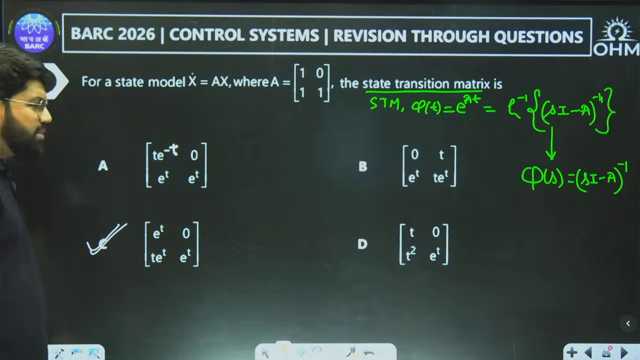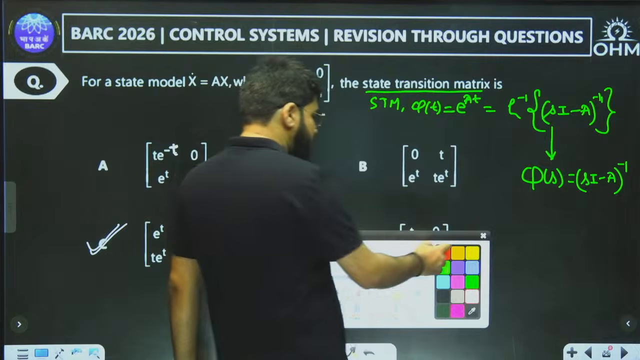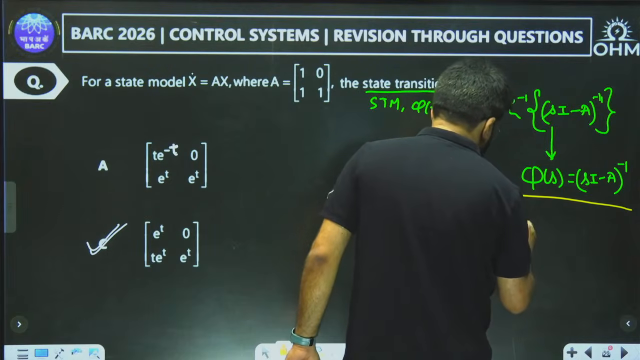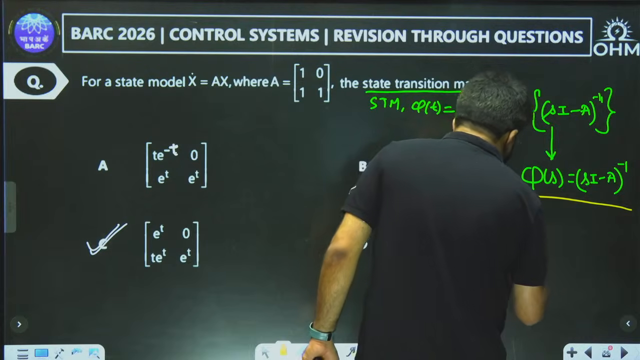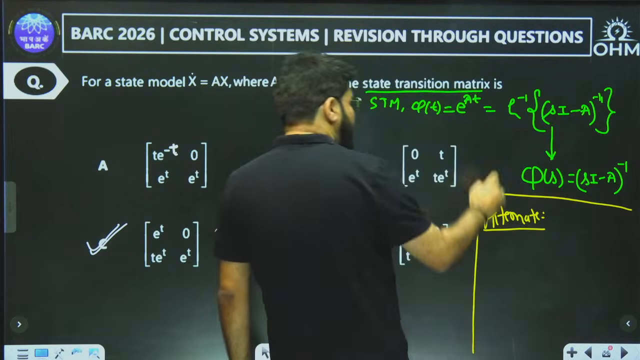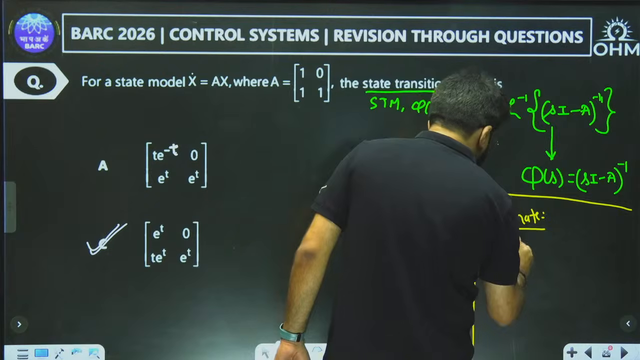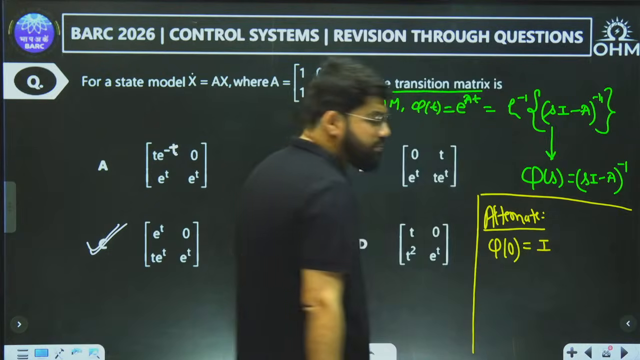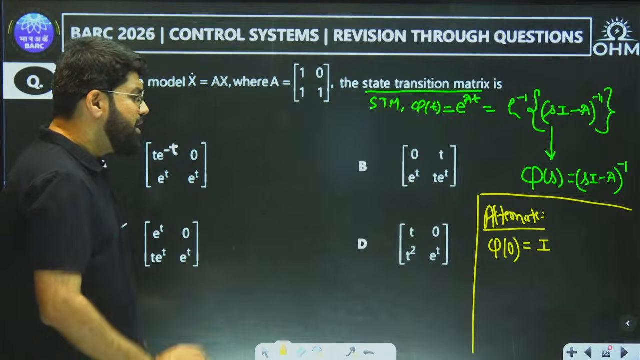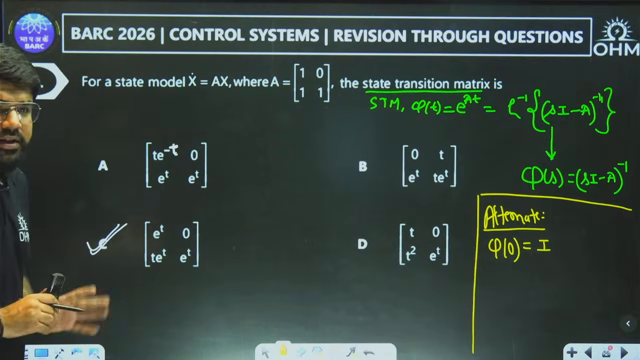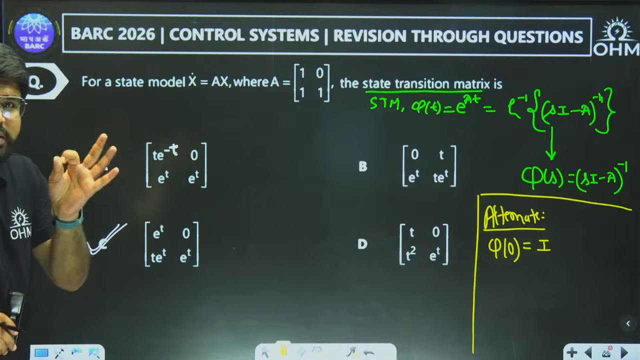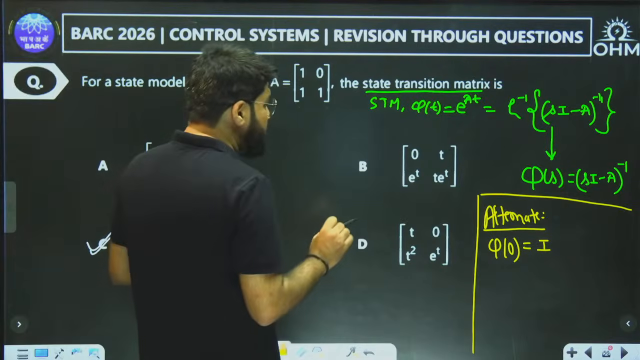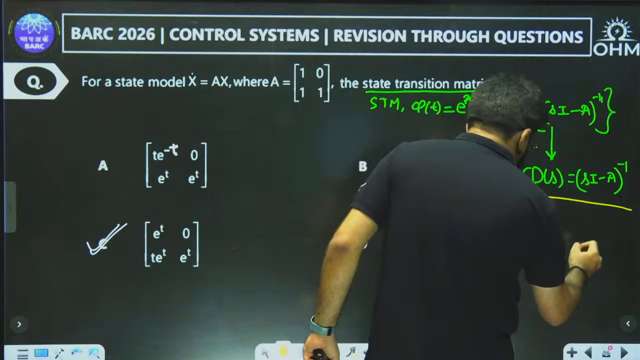Now I'll tell you a very simple way. One basic observation: phi t is e power At. When you put t equal to 0, you get e power 0, which is 1. In matrix language, 1 means identity. Phi 0 has to be equal to identity, that is what you have to make sure. So when you place t equal to 0, the identity matrix should come.